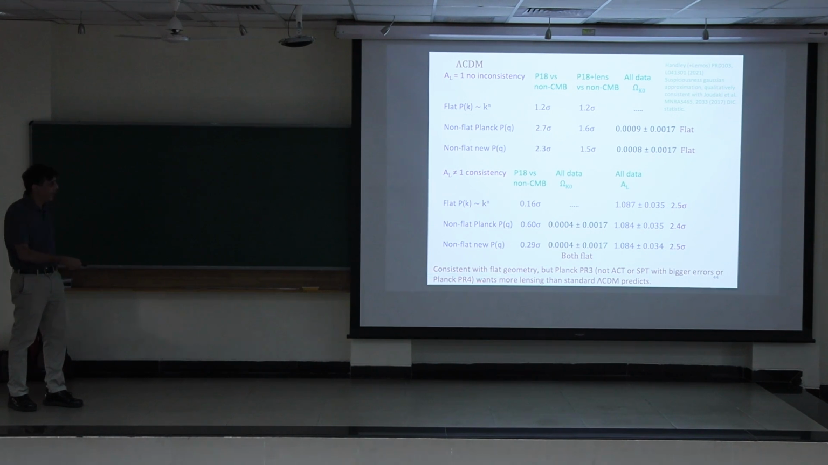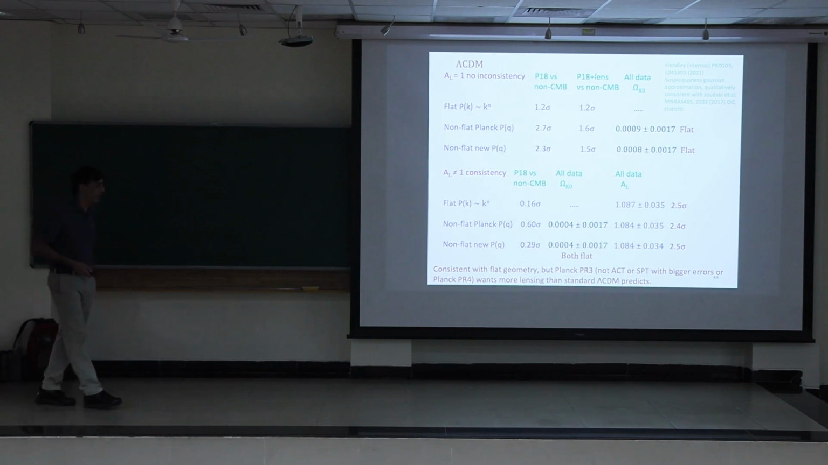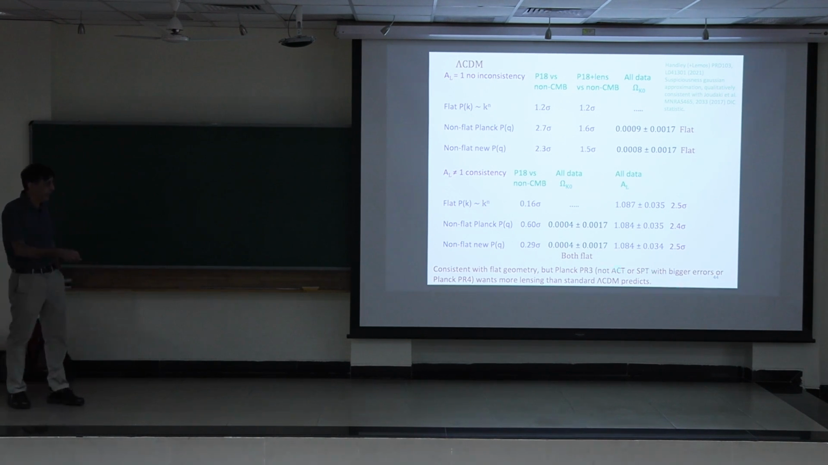So lambda CDM with curvature is forced to flat geometry, but in this Planck PR3 data, that's the P18 data, it's also called PR3, it wants more lensing than the standard lambda CDM model predicts that best fits these data. You don't see this effect in ACT or SPT data because, I mean, the previous ones, I haven't looked at the most recent ACT paper, but the previous ones, they had bigger error bars, and so they were completely consistent with A sub L equal to 1.